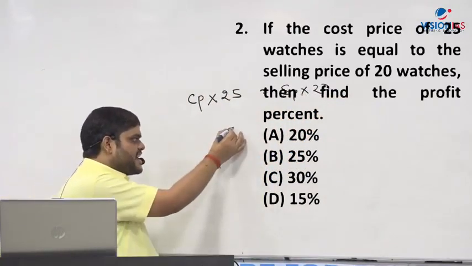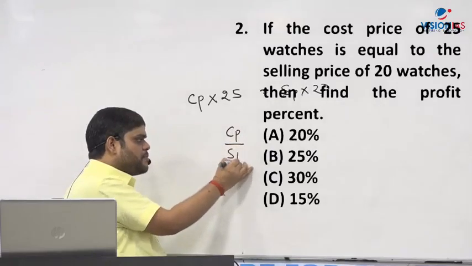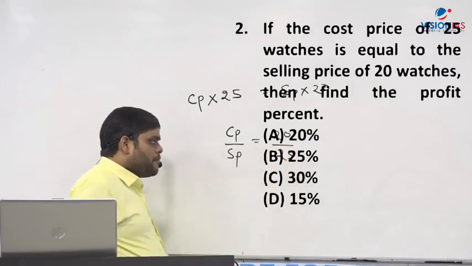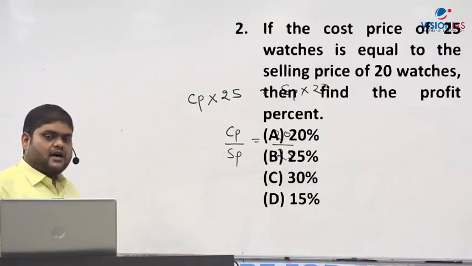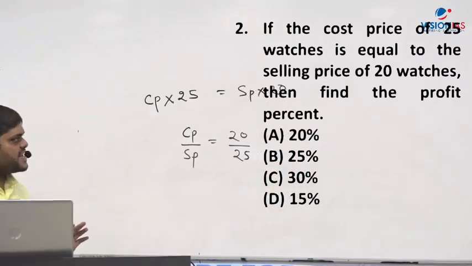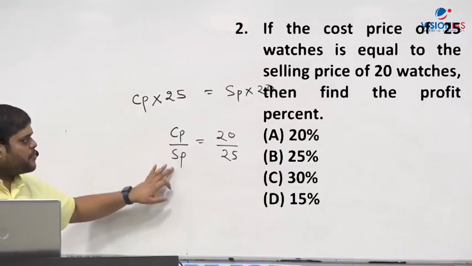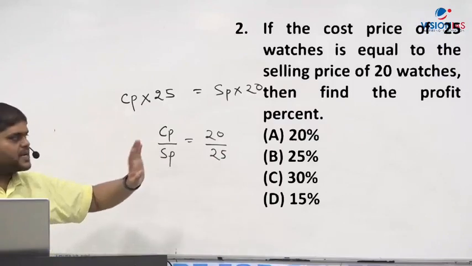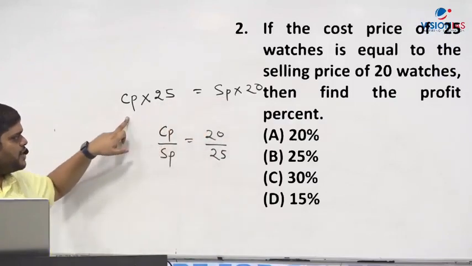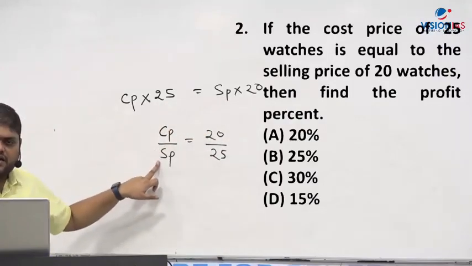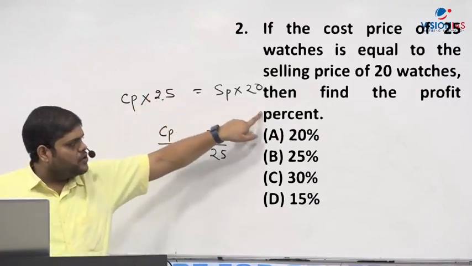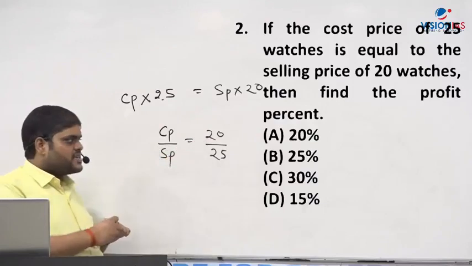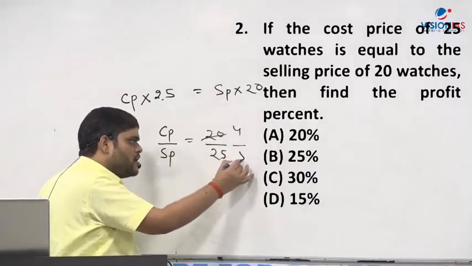Now can I say like this? CP upon SP equals 20 upon 25. Many people make a mistake here. They will do CP upon SP equals 25 upon 20. Listen carefully, this is cross multiplication. The SP will come in the denominator, and when this 25 goes across, it goes in the denominator. So this becomes 20 upon 25, which is 4 upon 5.